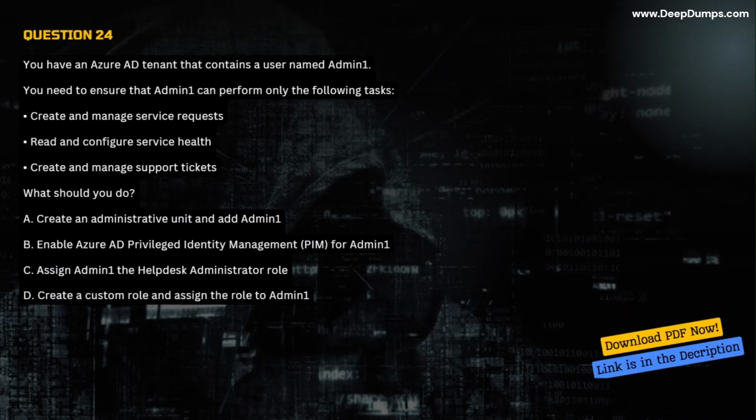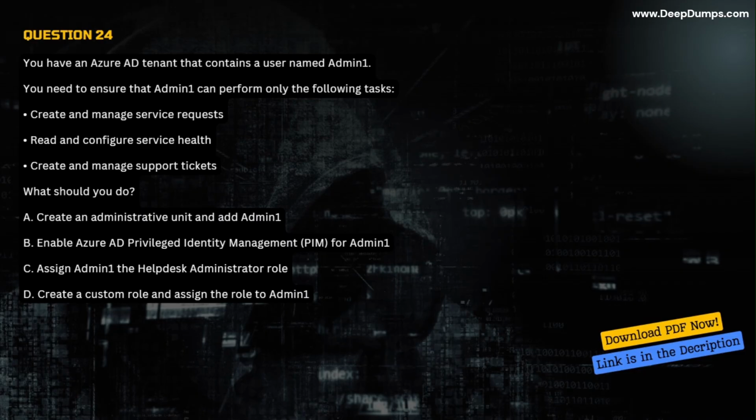Question 24. You have an Azure AD tenant that contains a user named Admin1. You need to ensure that Admin1 can perform only the following tasks: create and manage service requests, read and configure service health, create and manage support tickets. What should you do? A. Create an administrative unit and add Admin1. B. Enable Azure AD Privileged Identity Management (PIM) for Admin1. C. Assign Admin1 the Helpdesk Administrator role. D. Create a custom role and assign the role to Admin1.